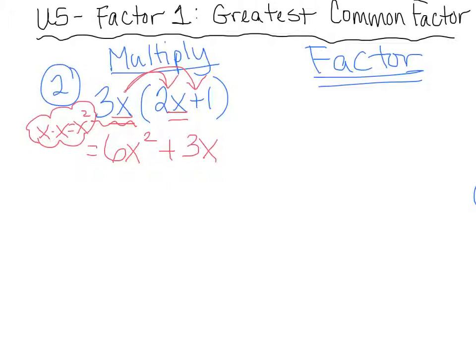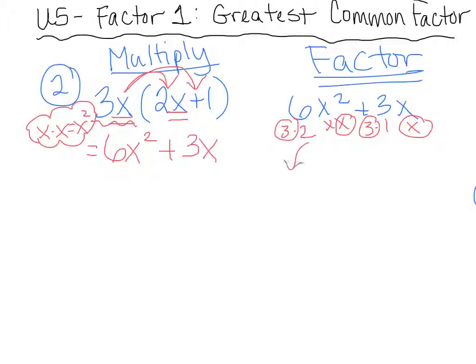So if we start with 6x squared plus 3x, and you're asked to factor, you're looking again for that common number and potentially a variable, an x, that go into both pieces. Okay, so notice here the 6 is 3 times 2, and the 3 is 3 times 1. We know that 3 goes into both. And then the x's, right, x squared means x times x. And this x, well, we just have one of them. So they have one x in common.